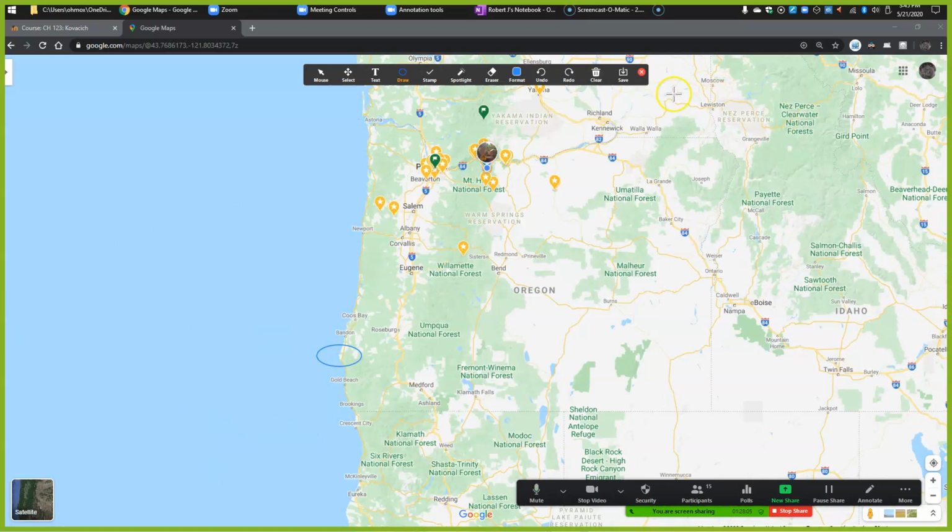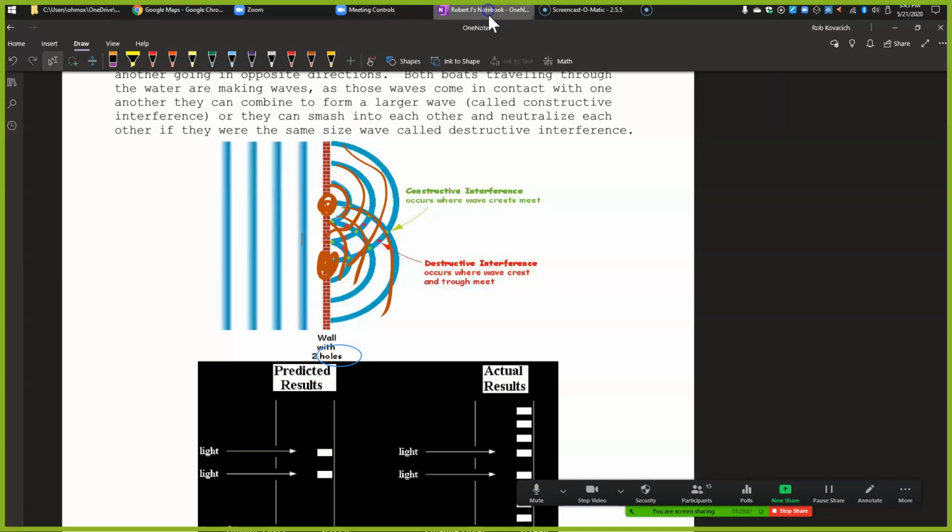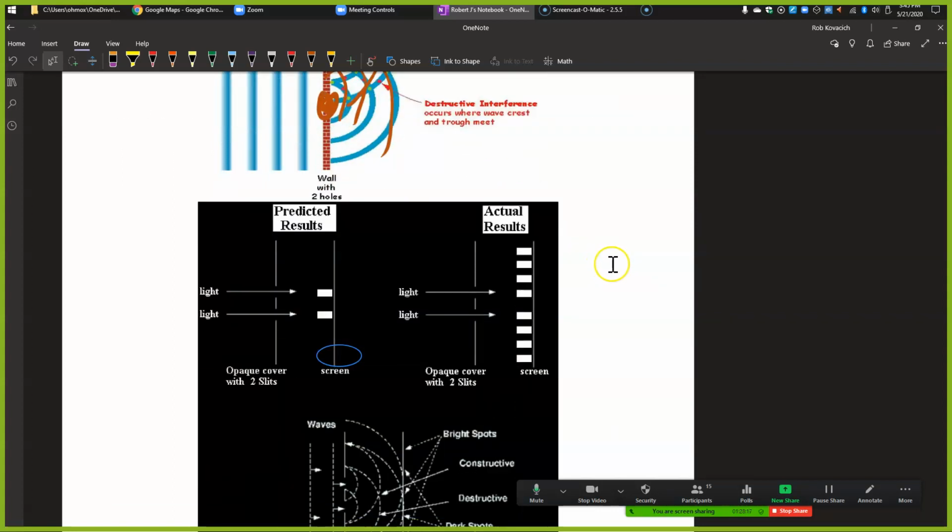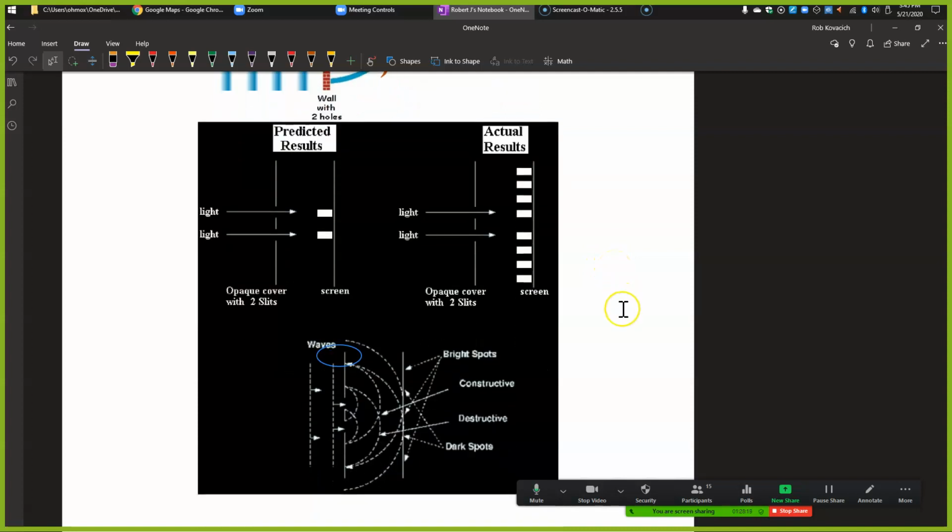All right, so let's go back over here. So constructive and destructive interference happens with waves. Everybody okay with that? Water waves? So it happens with light waves too. So if light acts like a wave, then this would happen, and it does happen.